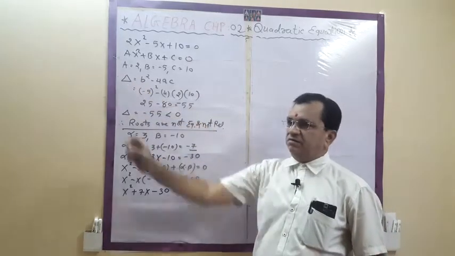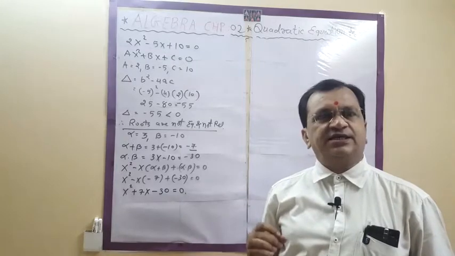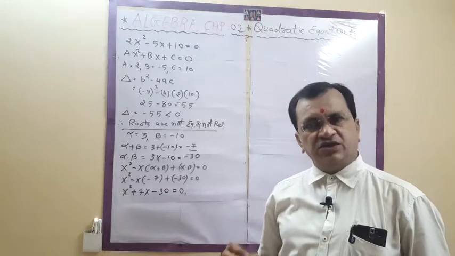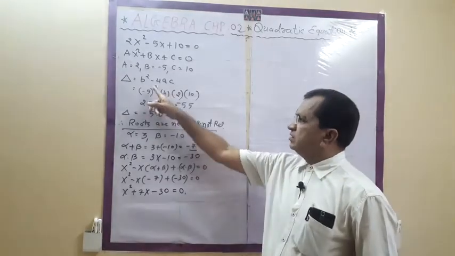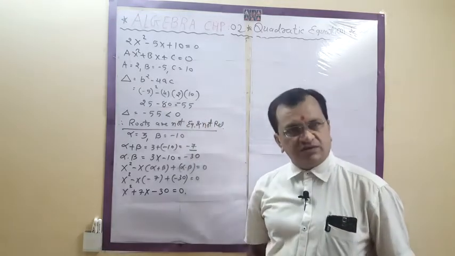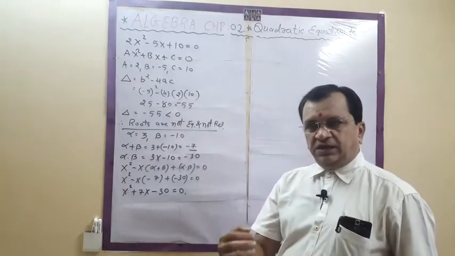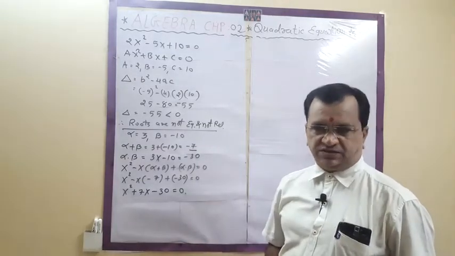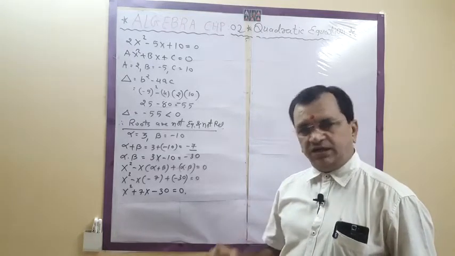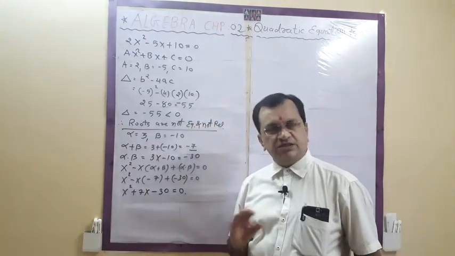Second point, that triangle symbol in maths is called as discriminant, and the formula of that is b square minus 4ac. So substitute the value. If you get 0, roots are real and equal. If the answer is positive, real, unequal. If it is less than 0, not real, not equal.